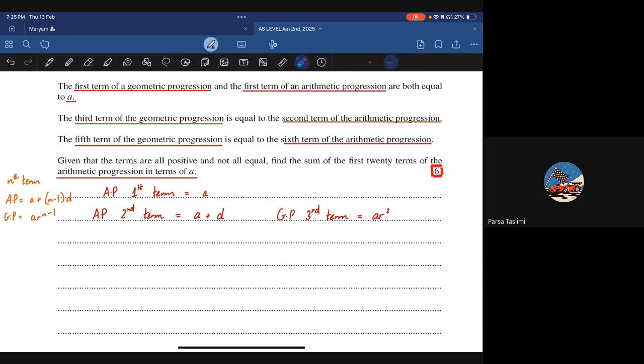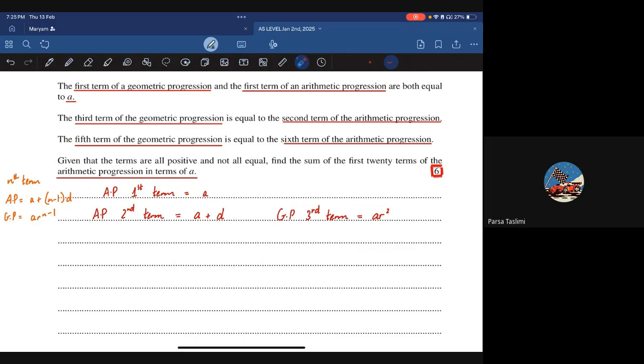I think the reason why I'm first finding R in terms of A... Yeah, you can do that. All right. Then you substitute R with those values which you find to get the sum of the first 20 terms of the arithmetic progression.